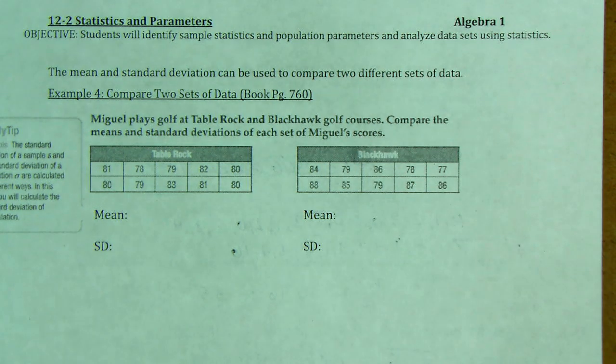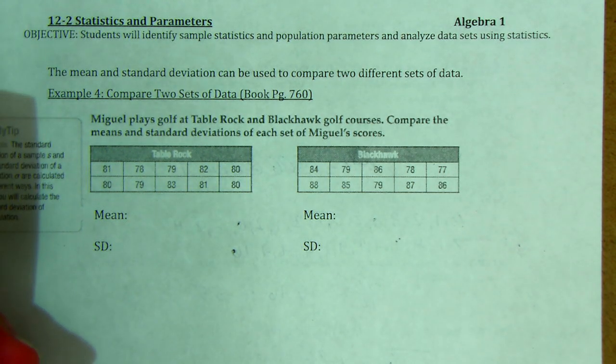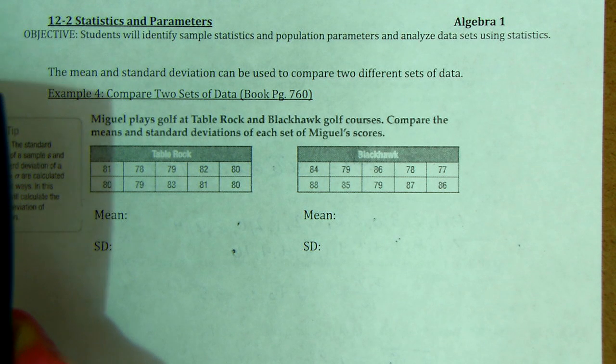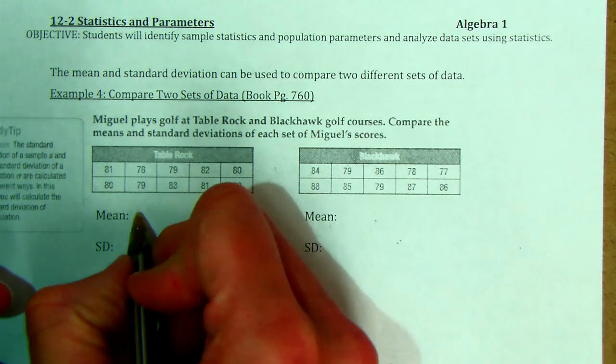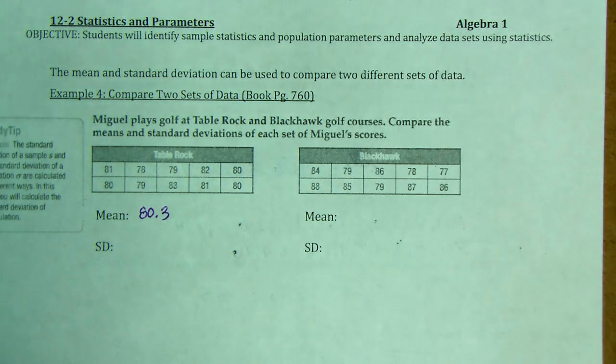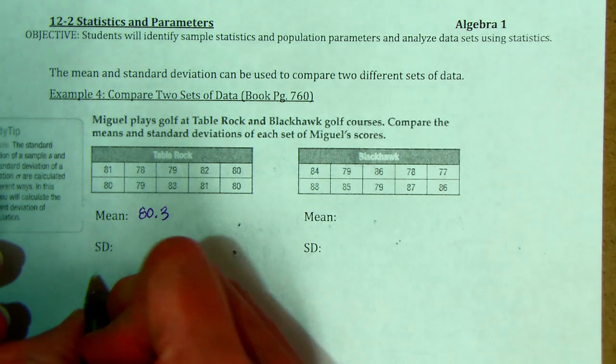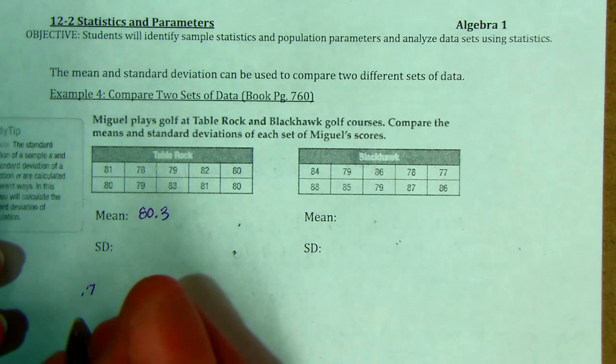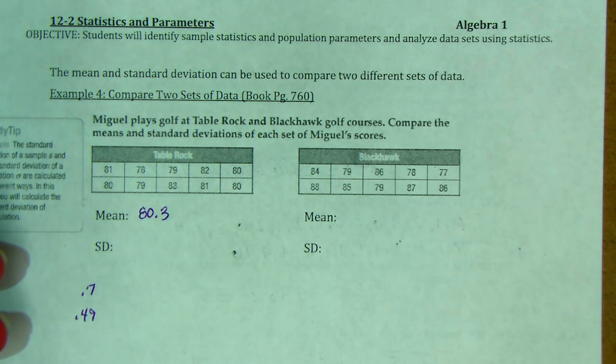So let's see. We've got 81 and 78 and 79 and 82 and 80, 80, 79, 83, 81, and 80. And I am dividing by 10, so I get 80.3. Okay, so standard deviation: 80.3, I've got 0.7 squared, it's 0.49. See how it is much more difficult when you don't have integers. That first example gave us integers, super nice. This one, not so much.